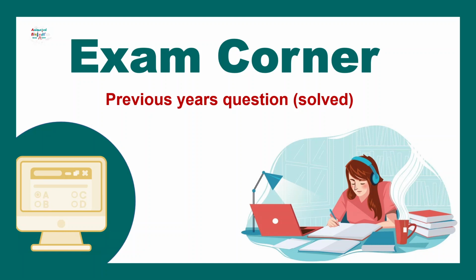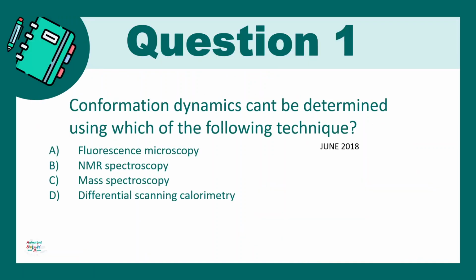Now let's go to the exam corner and try to understand what are the previous year questions, and let's solve them. So this is a question from June 18. Here the question says, conformation dynamics can be determined using which of the following technique? Fluorescence microscopy, NMR spectroscopy, mass spectroscopy, and differential scanning calorimetry. So you can pause this video and try to answer.